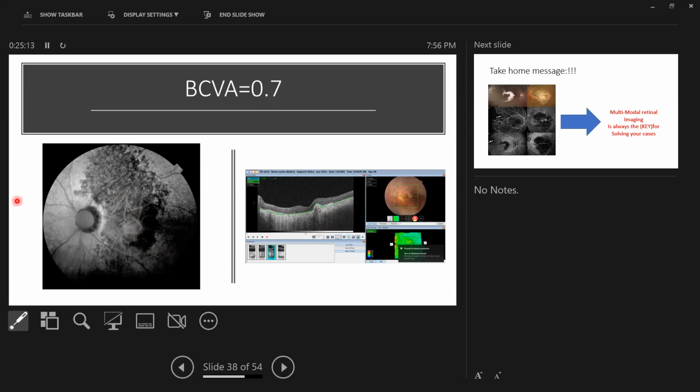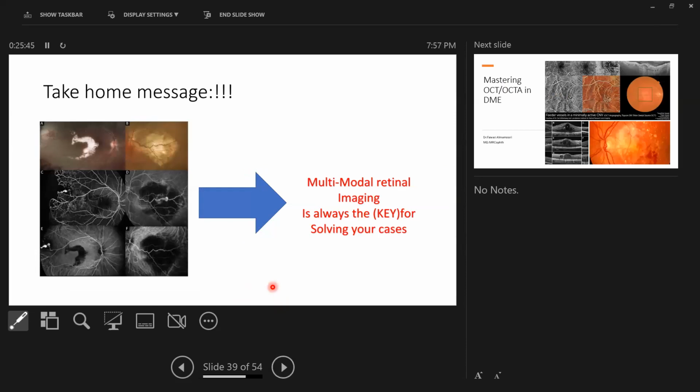What's the message from this case? Usually now, the multimodal imaging approach is very important in every case. Try to use all of your tools: the OCT, the en-face OCT, the OCT angiography, the fundus autofluorescence, and even the fluorescein angiography or ICG, in order to reach the correct diagnosis, because each tool will give you a part of the puzzle, like in this case. So, take-home message: multimodal retinal imaging is always the key for solving your cases.